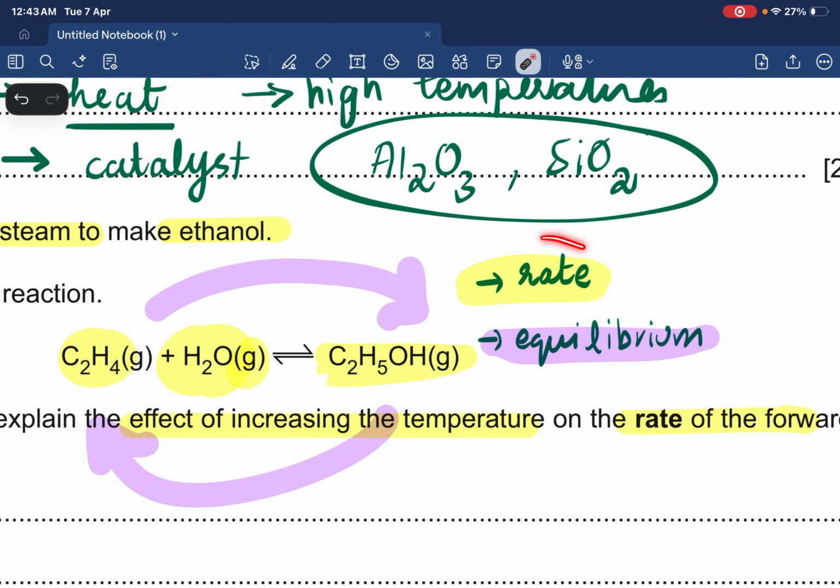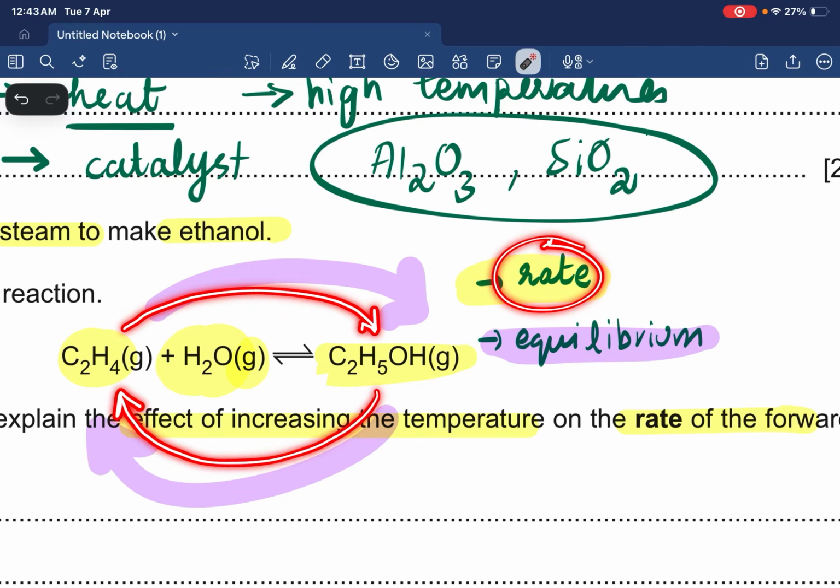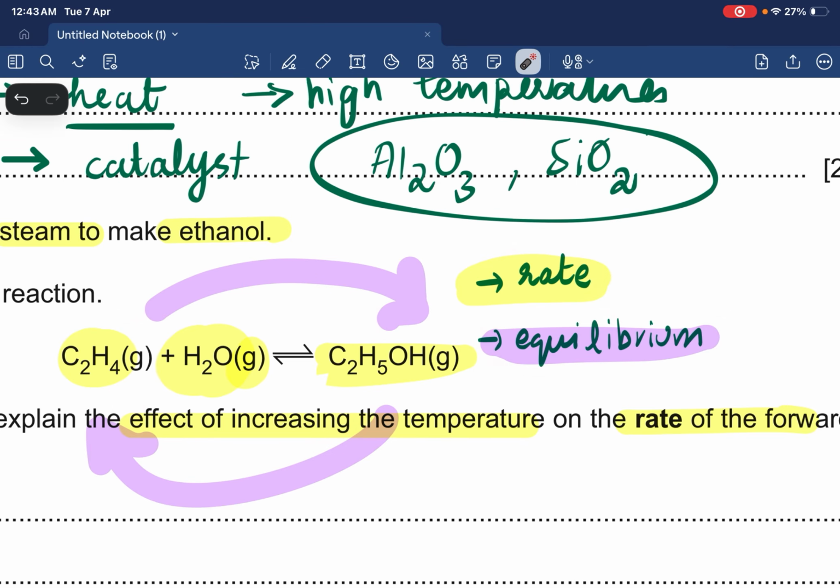When rate is going to increase, remember this, both the forward rate and the backward rate are going to increase. But when equilibrium is going to shift, it's going to shift towards one side. If you understand this, you're going to understand everything. If equilibrium changes, it's going to change towards one side. Either it's going to shift forward or backward. Equilibrium cannot shift both ways, it only happens one way. But rate goes both ways, the forward one and the backward one.